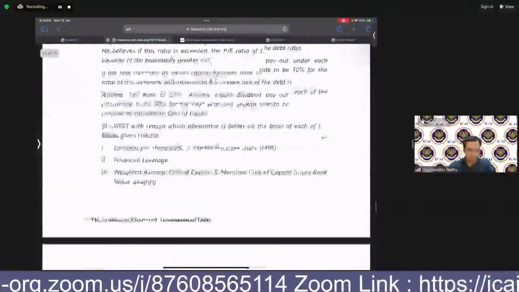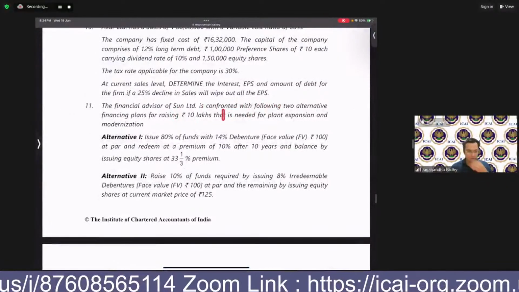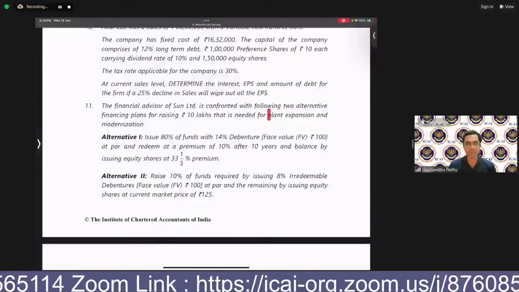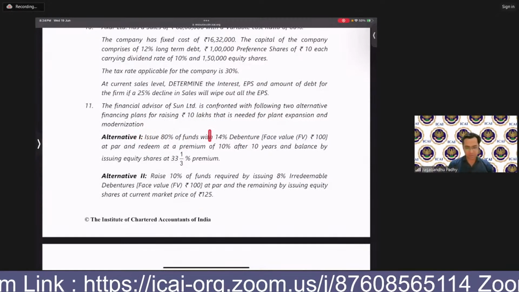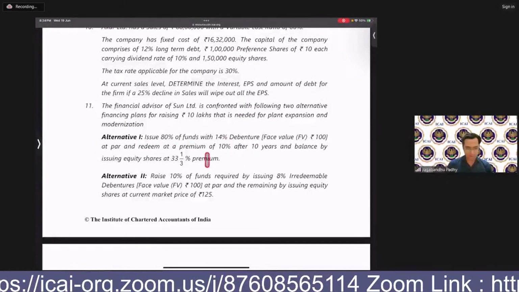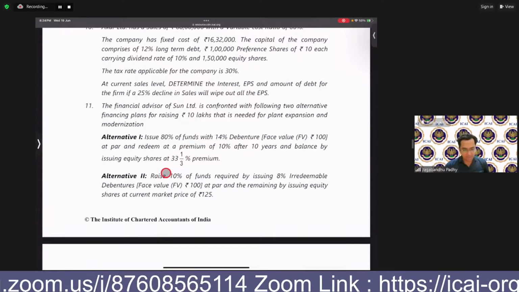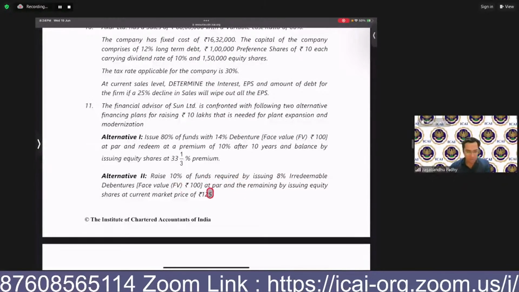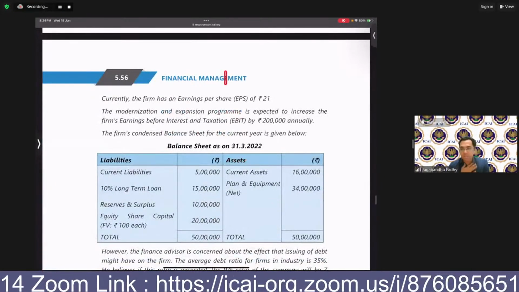The financial advisor of Sun Limited is confronted with the following two alternative financing plans of raising 10 lakhs that is needed for plant expansion. The first option is to issue 80% of the funds with debentures and redeem at a premium of 10%, balanced by issuing equity shares at 33 1/3% premium. Second is raising 10% of funds by issuing 8% irredeemable debentures and the remaining by issue of equity shares at a price of 125. Currently, the firm has earnings per share of 21.